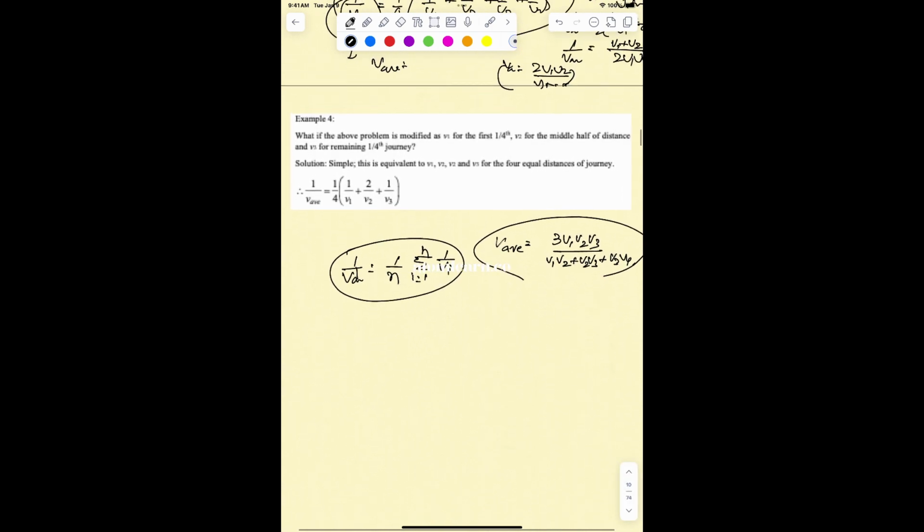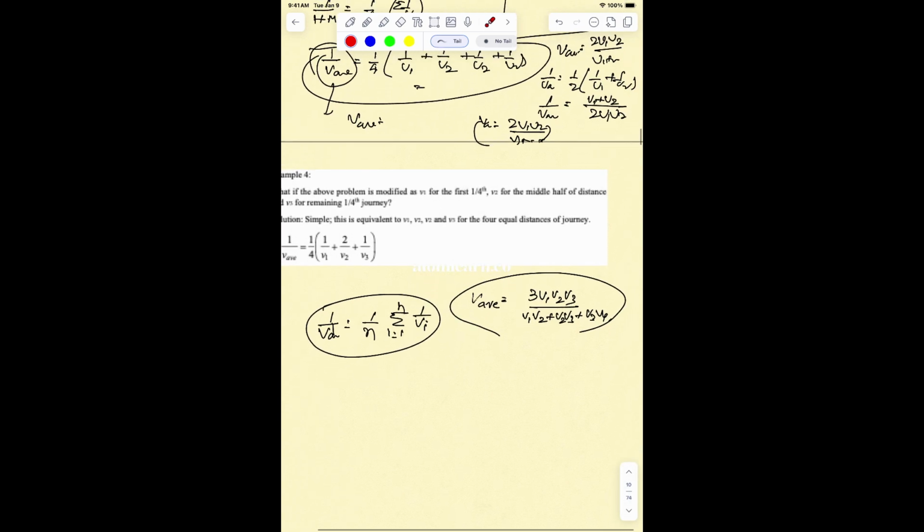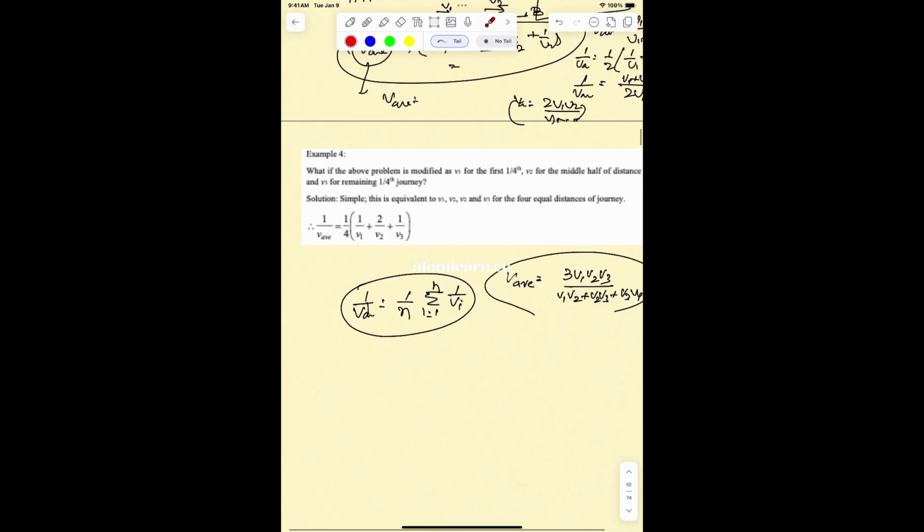Let's take for example this example 4 and try it out. What if the problem is modified to v1 for the first 1/4, v2 for the middle half distance, and v3 for the remaining 1/4? In which case you subdivide into 4 equal parts of distance. First part v1, the second and third parts you put v2, and the last part is v3. Then this is your final answer you will get out of it. As I said, remember, don't forget to invert this particular value to get the v average.